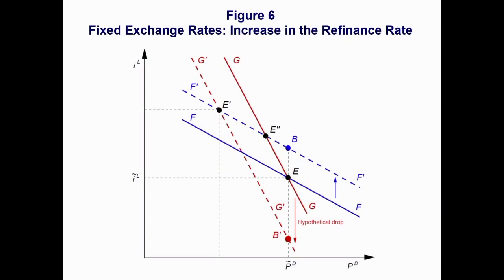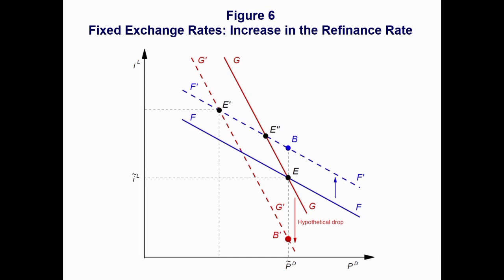So this time, both curves are going to change. When there is an increase in the refinance rate, the first thing that is going to happen is that the FF curve is going to shift up because the increase in IR, the refinance rate, is passed on to borrowers fully. So FF is going to shift up. So the actual loan rate is going to jump from E to B.